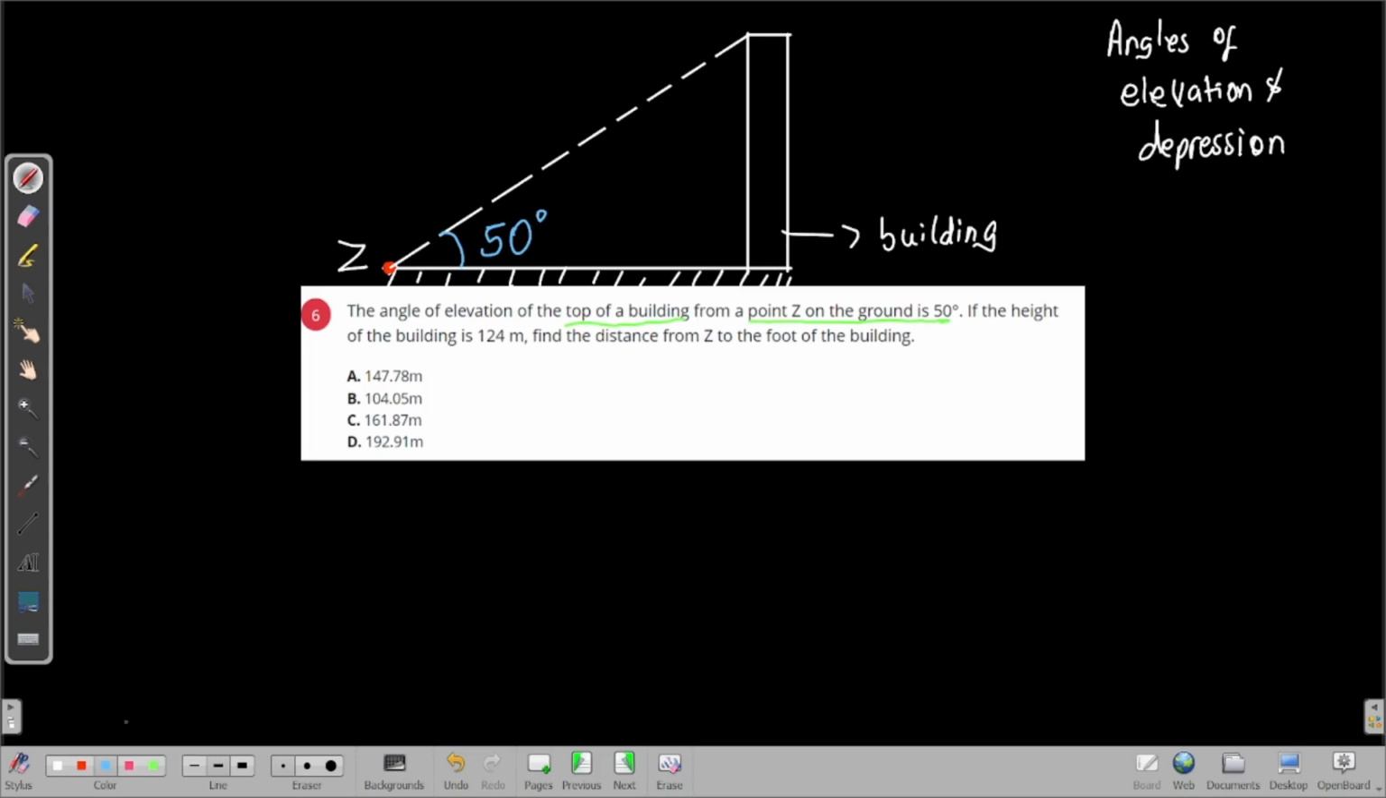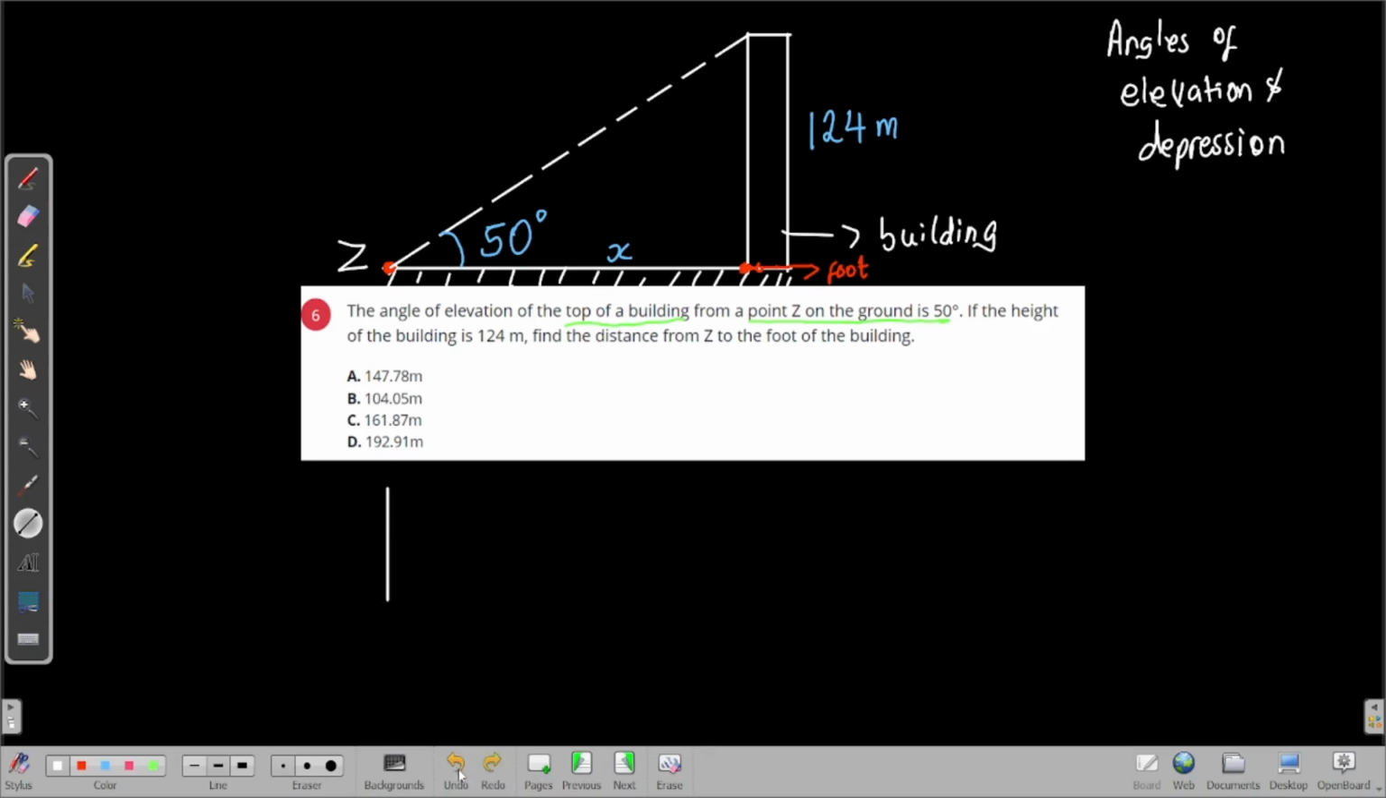They told us that the height of the building is 124 meters. Find the distance from Z to the foot. The foot of the building is the bottom of the building. So I want to know the distance from Z to this point. Let's call that distance x. So we're going to have a right angle triangle here. And whenever you hear right angle triangle, what should come to your mind is trigonometry ratios. Those are your SOHCAHTOA.